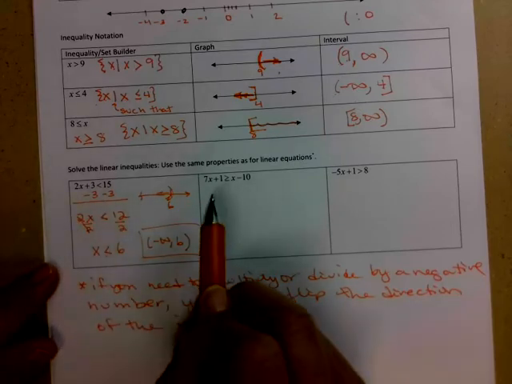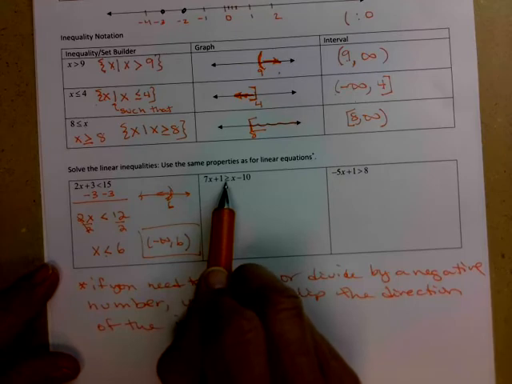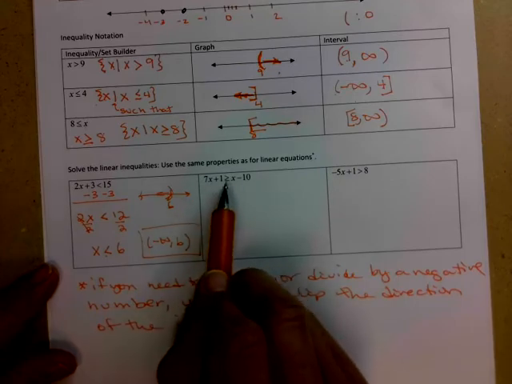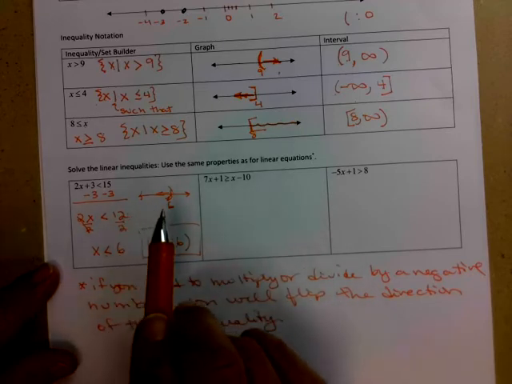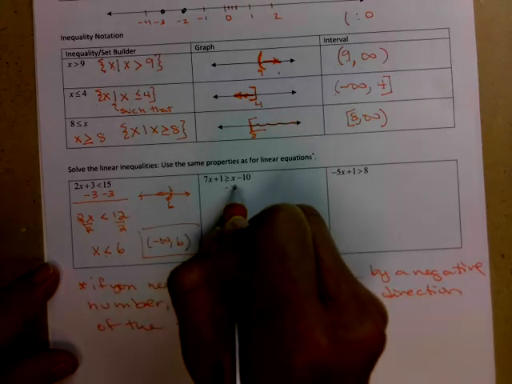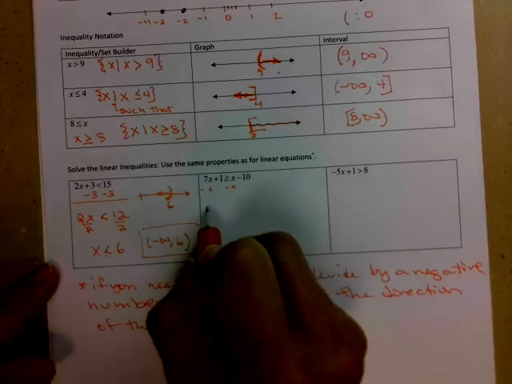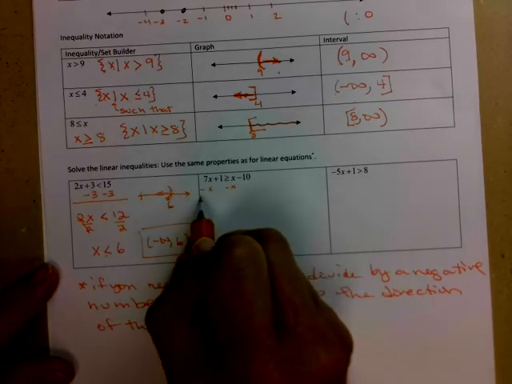Okay, next one. 7x plus 1 is greater than or equal to x minus 10. So I have two x terms, one on each side. I need to bring them together. I will typically keep my x's on the left. Again, that's just my thing. It makes me feel better. So subtract x from both sides.